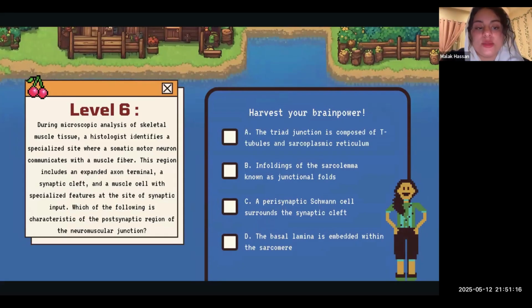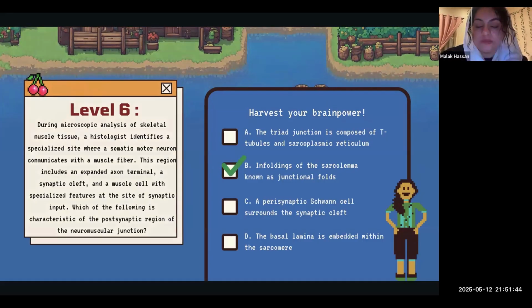During a microscopic analysis of a skeletal muscle tissue, a histologist identifies a specialized site where a somatic motor neuron communicates with the muscle fiber. This region includes an expanded axon terminal, a synaptic cleft, and a muscle cell with specialized features at the site of synaptic input. Which of the following is characteristic of the postsynaptic region of the neuromuscular junction? And it's B, enfoldings of the sarcolemma known as junctional folds.